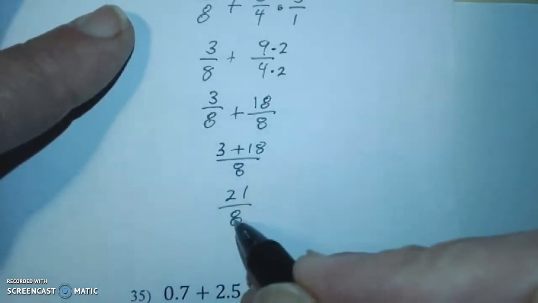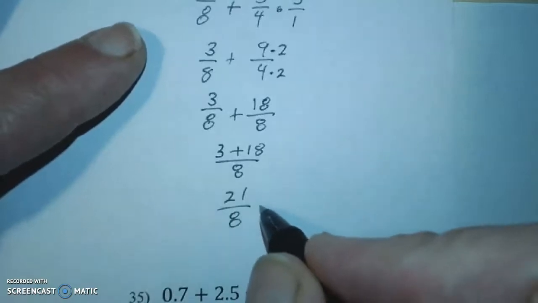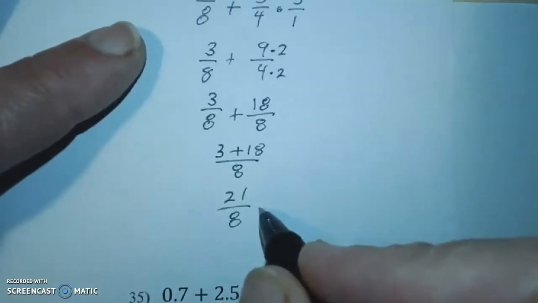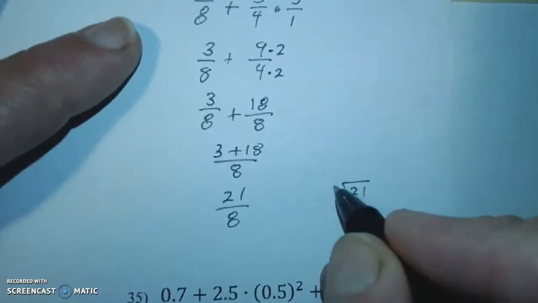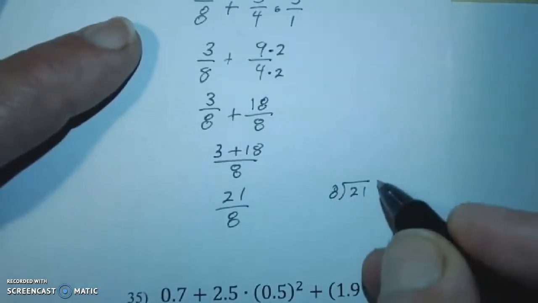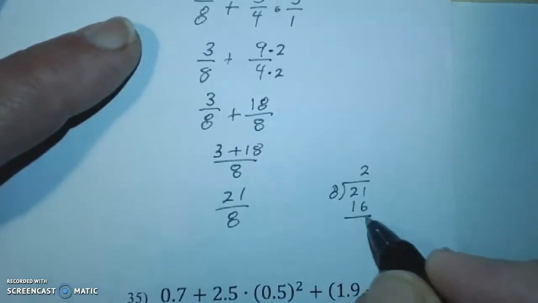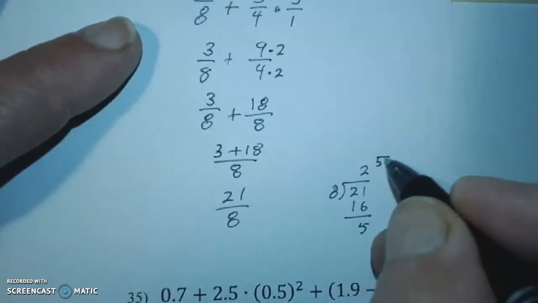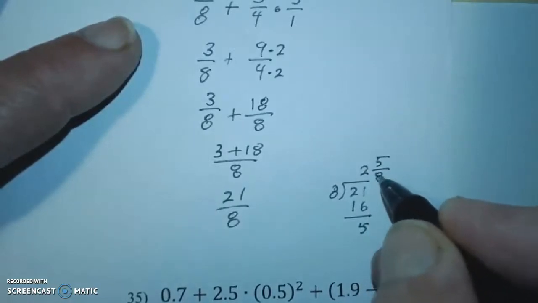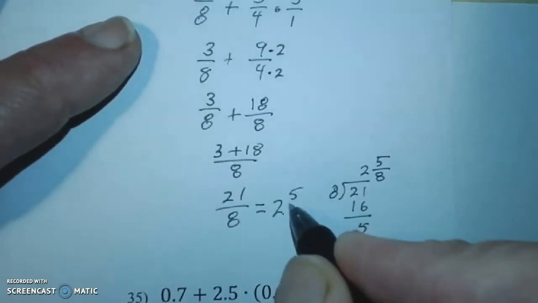8 is divisible by 2 and 4. 21 can't be divided by 2 or 4, so that's it. To change it back into a mixed number, you would divide 21 by 8. You'd say it would go 2 times. That would be 16. Subtract. You have 5 pieces left over. Put your remainder over what you were dividing by, and that's what it is as a mixed number. 2 and 5/8.